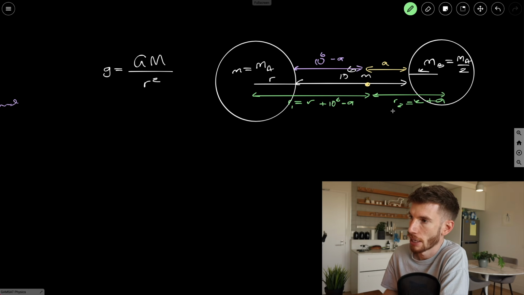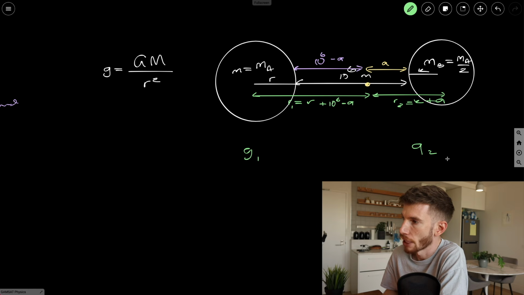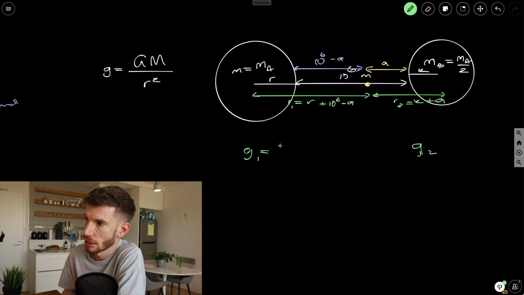And now I can create little equations. So what I want to do is I want to say that G1 is equal to G2. But how do I get G1? I go, well, that's Gm on R squared. So G is a constant.